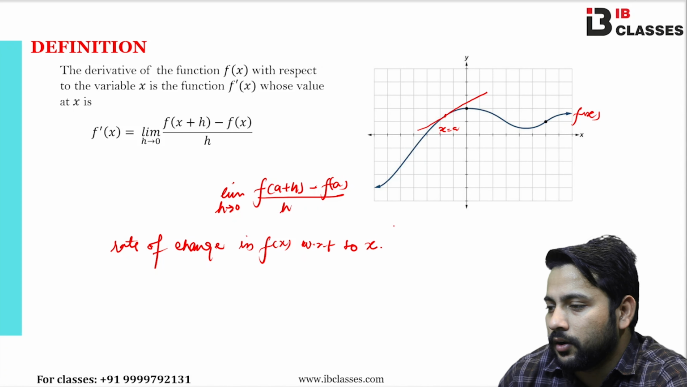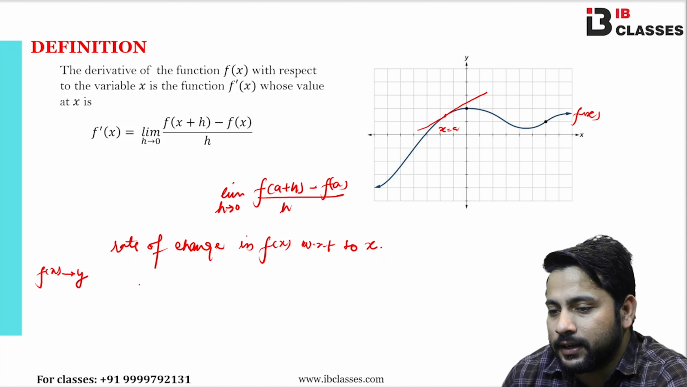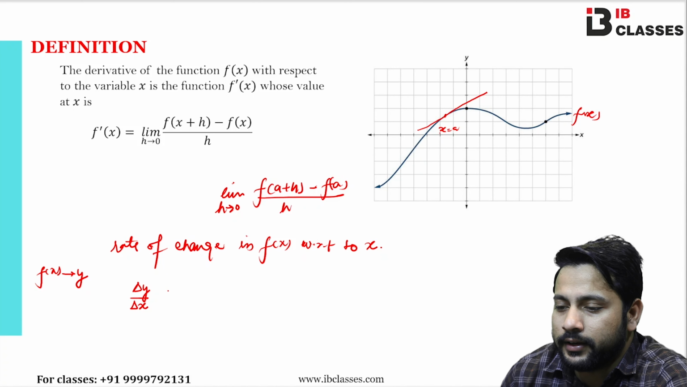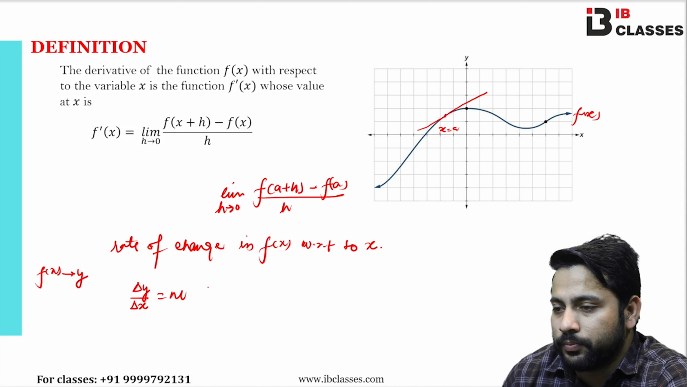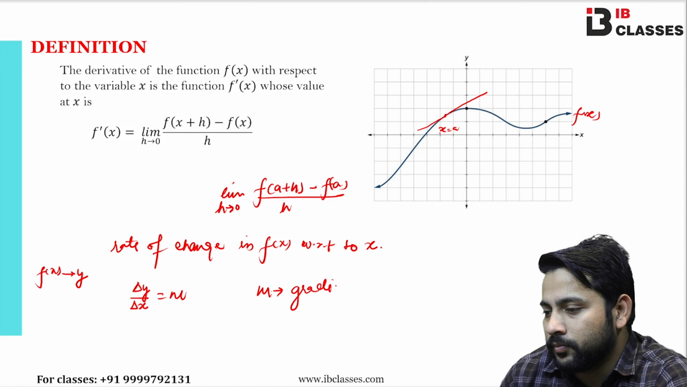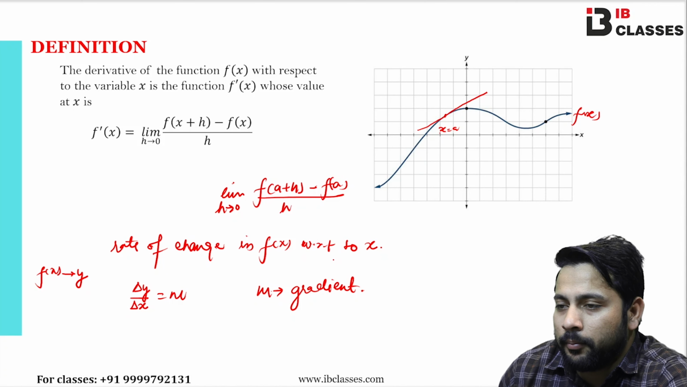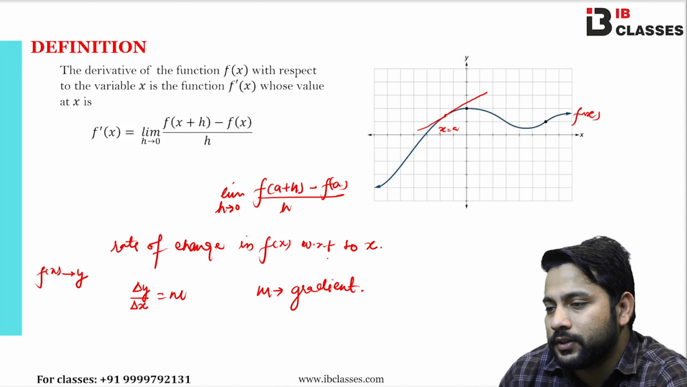independent variable x. We know that f(x) is denoted by y, so we can say that the derivative of a function is change in y over change in x, that is also our slope, and slope is also known as gradient. We know how to find the gradient of a straight line, but here we have to find the gradient of the tangent at any point on a curve or a function.